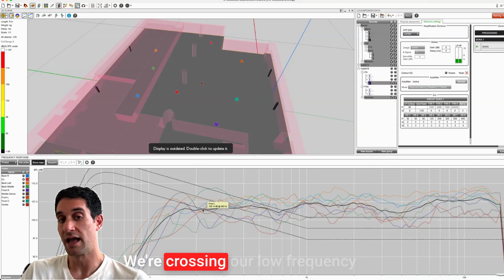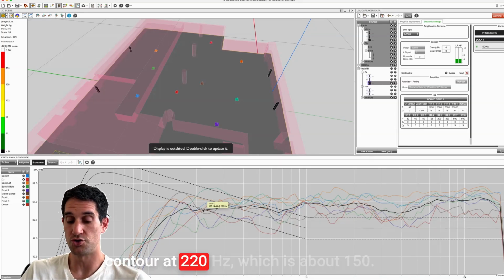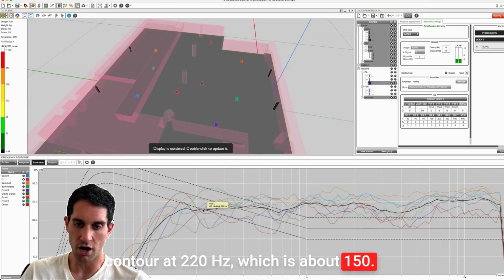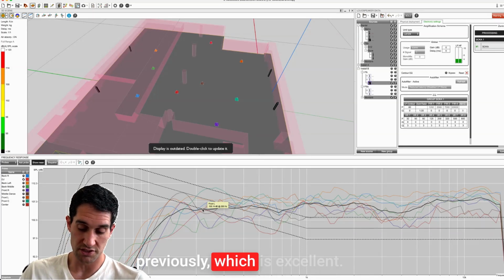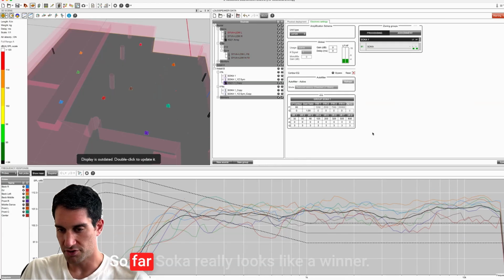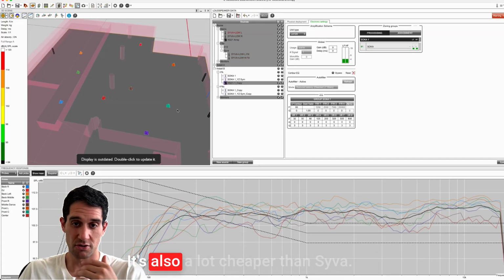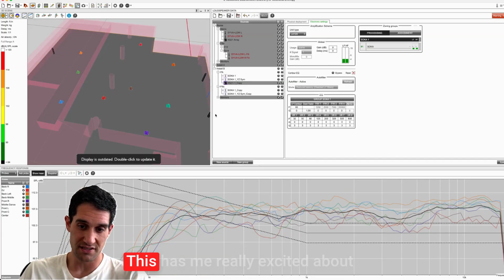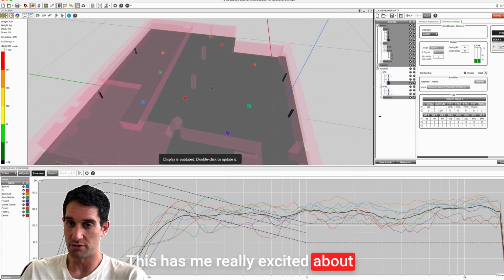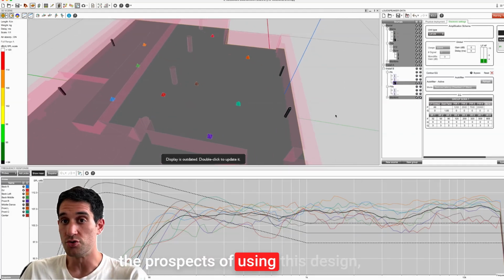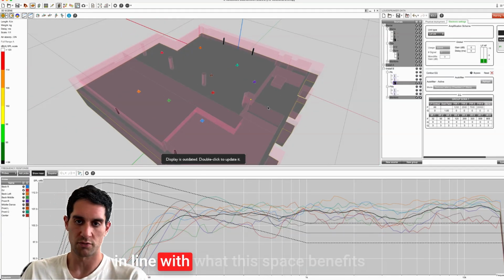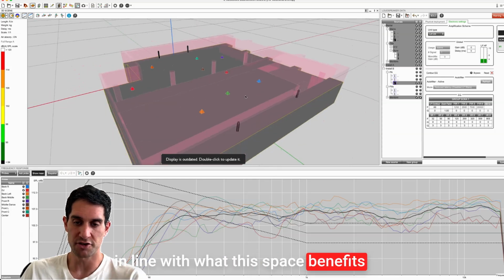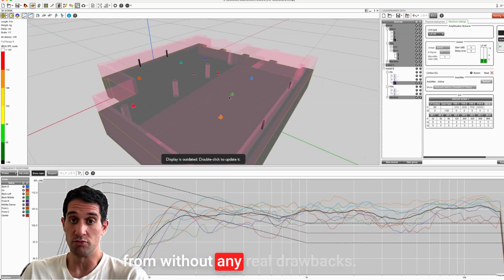We're crossing our low frequency contour at 220 hertz, which is about 150 hertz lower than we did previously, which is excellent. So far, Soka really looks like a winner. It's also a lot cheaper than Syva. This has me really excited about the prospects of using this design, that the performance is even more in line with what this space benefits from without any real drawbacks.